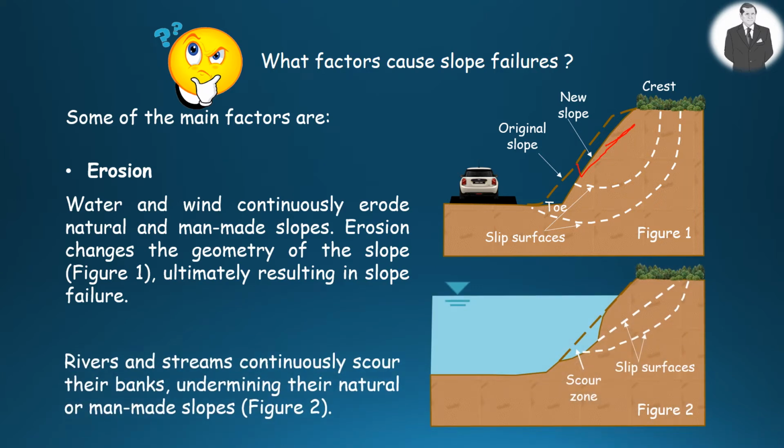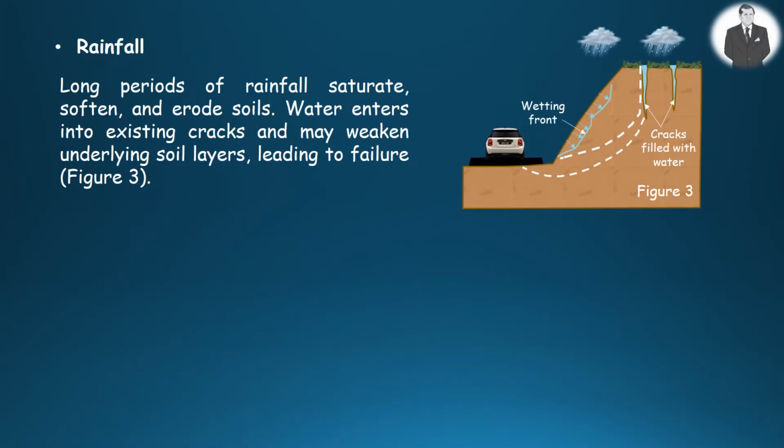Streams and rivers, on the other hand, frequently scour their banks, thus weakening their natural or man-made slopes as illustrated in the figure here. Long periods of rainfall saturate, soften, and even erode soils. Water enters into existing cracks as illustrated in the figure here and may weaken underlying soil layers, thus causing the failure of the slope.